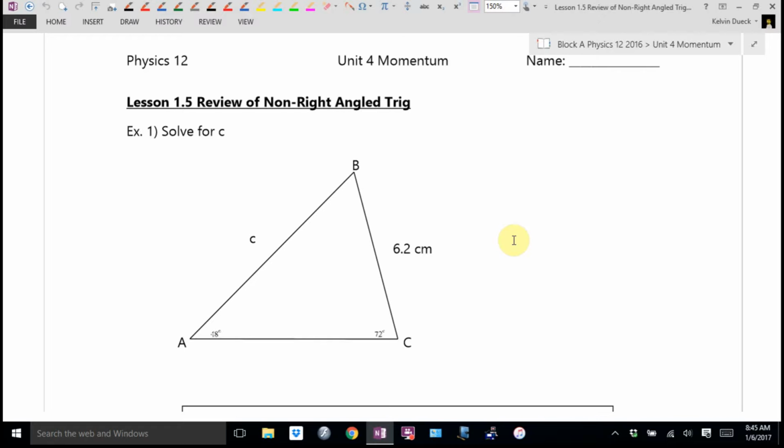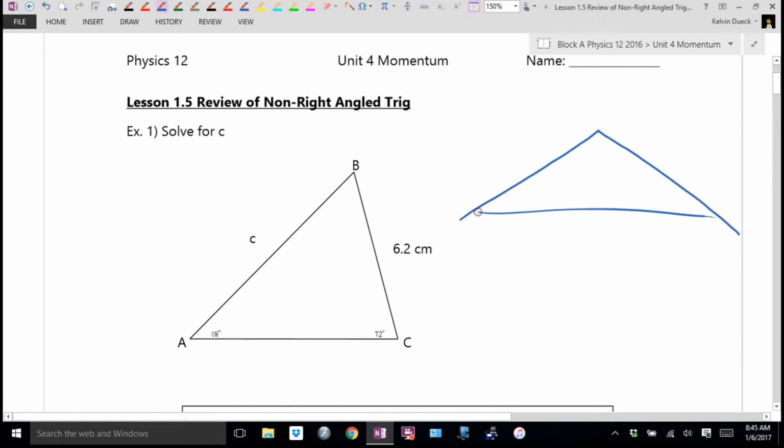So, let's practice non-right angled trig. What do I mean by non-right angled trig? There's no right angle. In the diagrams that you'll be drawing, it'll be pretty obvious. Most of your triangles will look something like this, and you'll be solving those things. So you'll clue in, hey, I can't use SOHCAHTOA. I have to use the sine law and the cosine law.